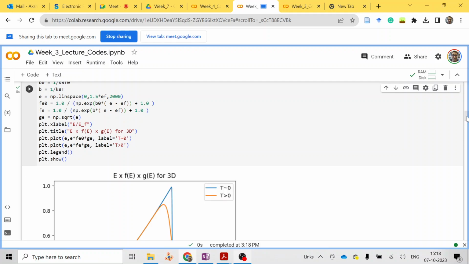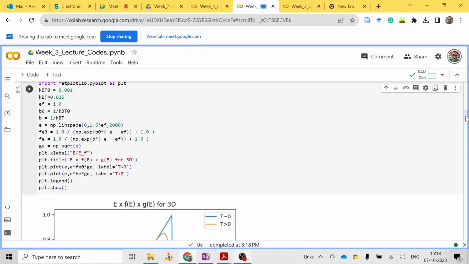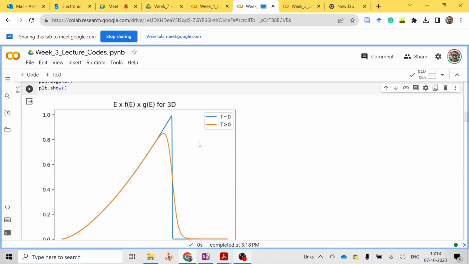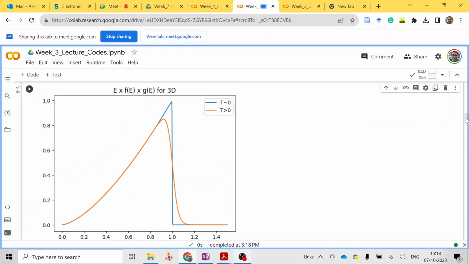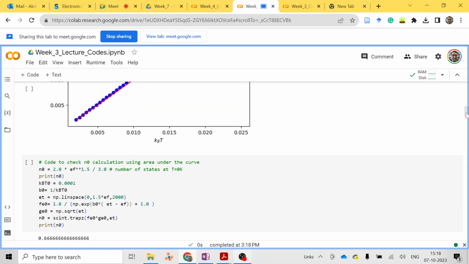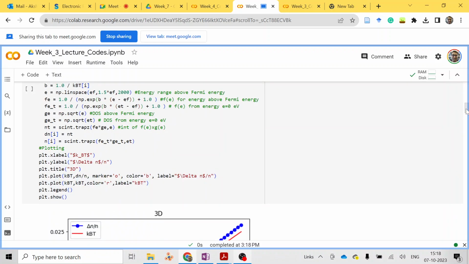alright, so this is what we got for the energy times the Fermi function times the density of states. Here we can see again the same thing, this is the Fermi energy. Let me just get that Fermi energy line as well.